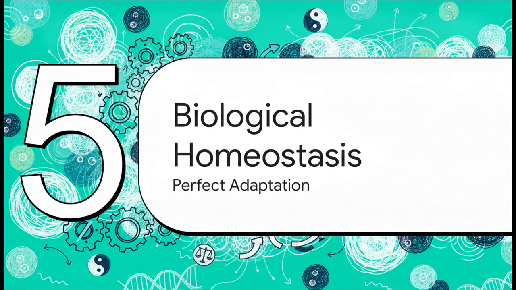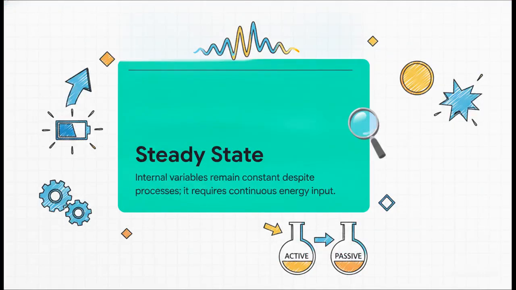Section 5. Adaptation and biological homeostasis. Let's pull every single piece of this together in our final section and see how this incredibly distributed control creates perfect organismal harmony. First up, we really need to nail down what steady state actually means.